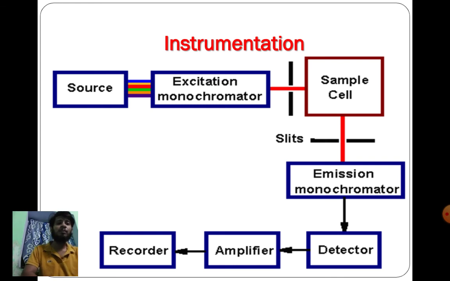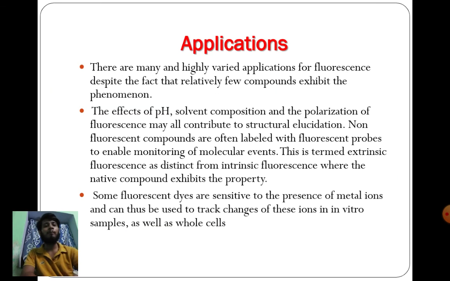So for instrumentation, we need a source and a monochromator, which converts a polychromatic light into a monochromatic one. Then the sample cell, slits through which the light passes, emission monochromator, detector, amplifier and recorder.